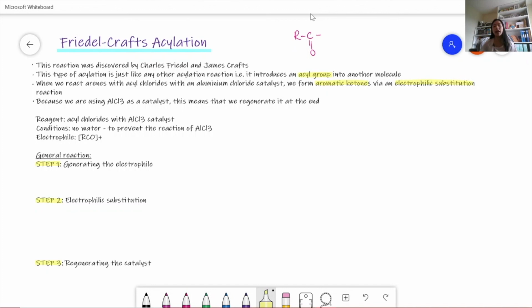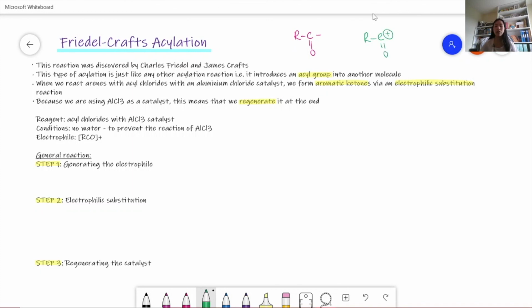And because we're using aluminium chloride as a catalyst, this means that we need to regenerate it at the end. We know this because catalysts aren't used up in the process, so they're always regenerated at the end. So the reagent we're going to be using is an acyl chloride with this aluminium chloride catalyst. And the condition is that we don't have any water, to prevent the reaction of aluminium chloride. And the general electrophile that we have is this RC double bond O plus ion. So it looks like this. We have R and then C double bond O plus.